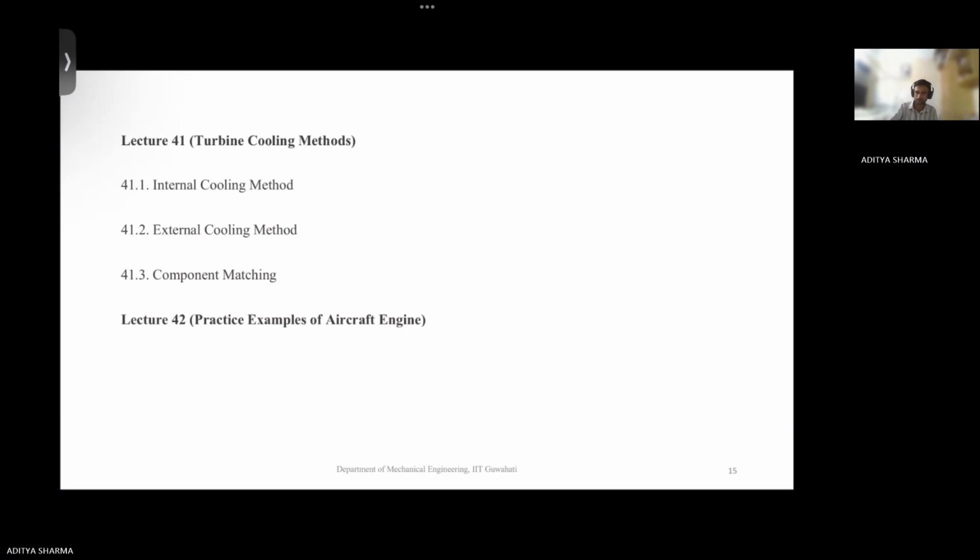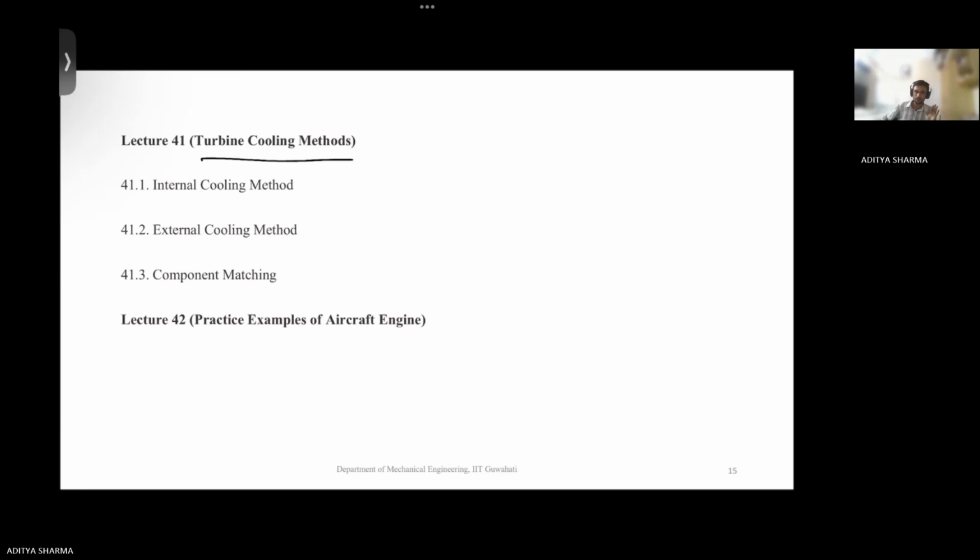Then is lecture number 41, turbine cooling methods. Why do we need cooling basically? We need cooling because we have seen in some of the previous weeks' discussions that an increase in temperature increases your efficiency and also the power output.